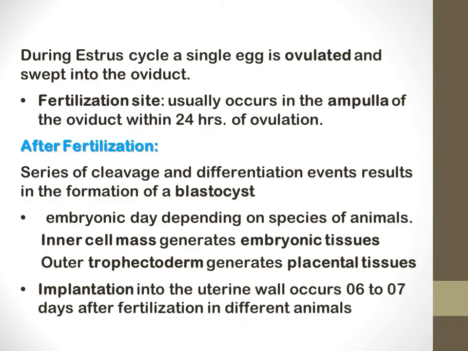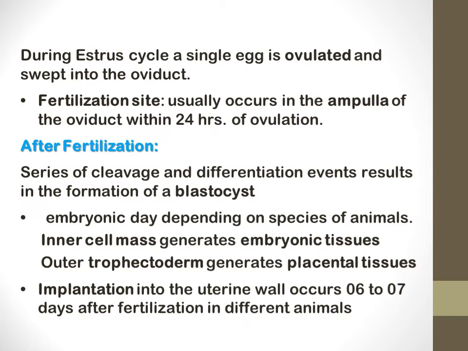Just to remind you of the events: during the estrous cycle, a single egg is ovulated and swept into the oviduct. The fertilization site usually occurs in the ampulla, at the ampullary-isthmus junction. Don't forget this name. Where does the fertilization occur? In the ampulla, the ampullary-isthmus junction. This is the fertilization site in the domestic animals. Usually it occurs in the ampulla of the oviduct within 24 hours of ovulation.